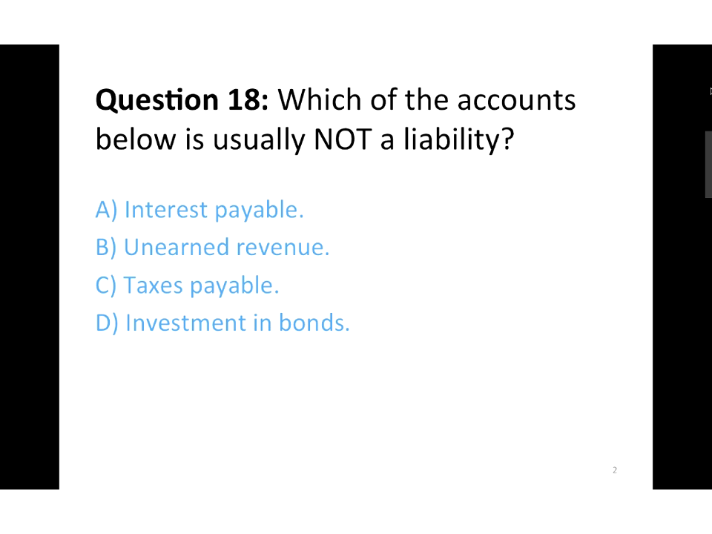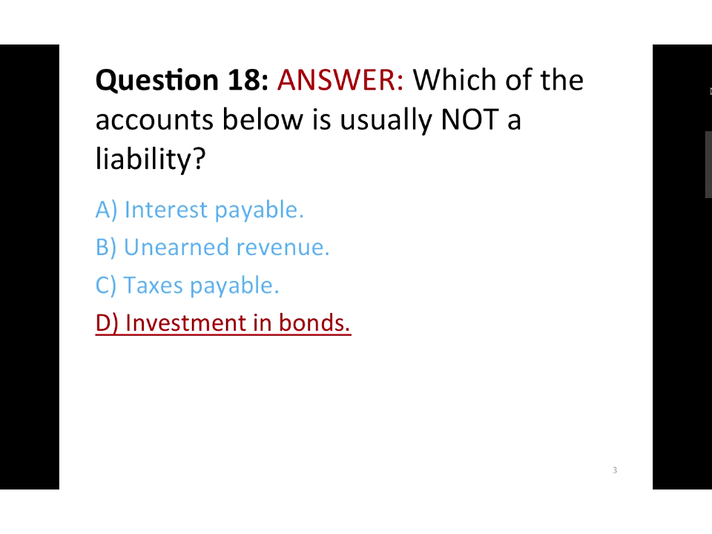What do you think it is? No one can hear you. That is correct. You are correct. The answer is D, investment in bonds. Investment in bonds is an asset. So interest payable, unearned revenue, and taxes payable are all liabilities. Okay, so last week we did liabilities.